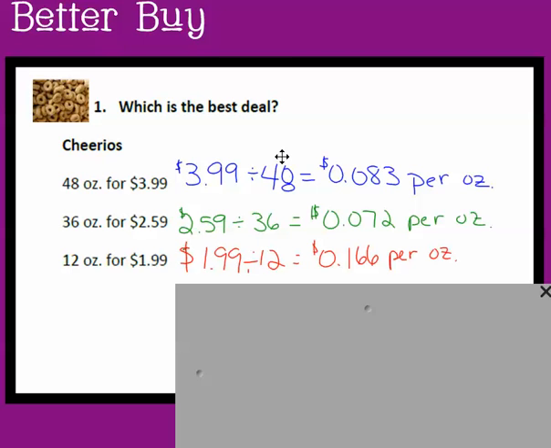Now remember, the best deal, the better buy, is the one that costs the least amount of money per ounce. So in the first purchase, we're paying 8 cents per ounce. In the second, we're paying 7, but in the third, we're paying 16. So the second option, 36 ounces for $2.59, is our best deal.